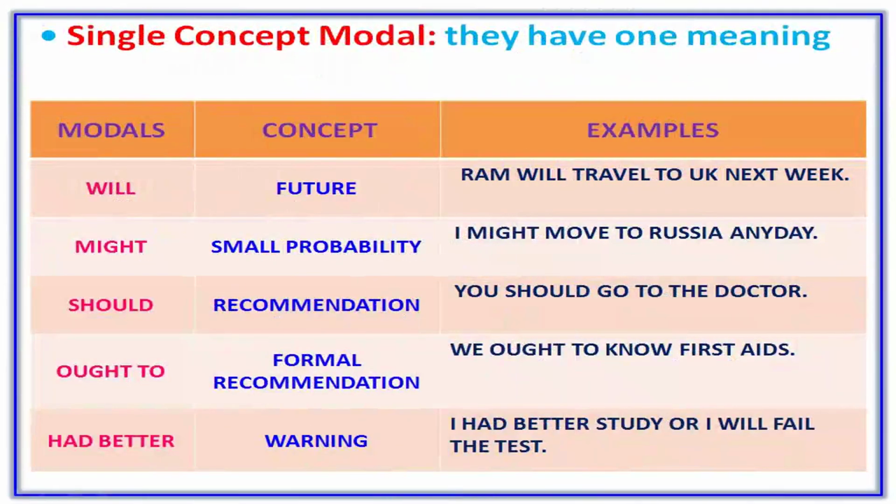Single concept modals have one meaning. That means a single concept has only one meaning. For example, will: the concept is future. Example: Ram will travel to UK next week. Might: small probability. I might move to Russia any day.